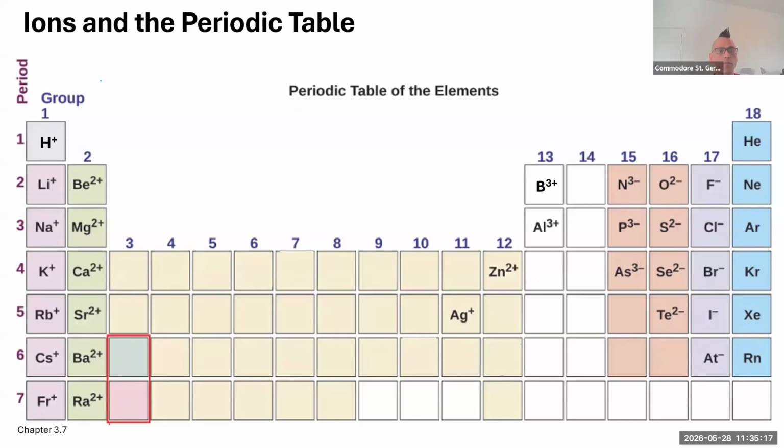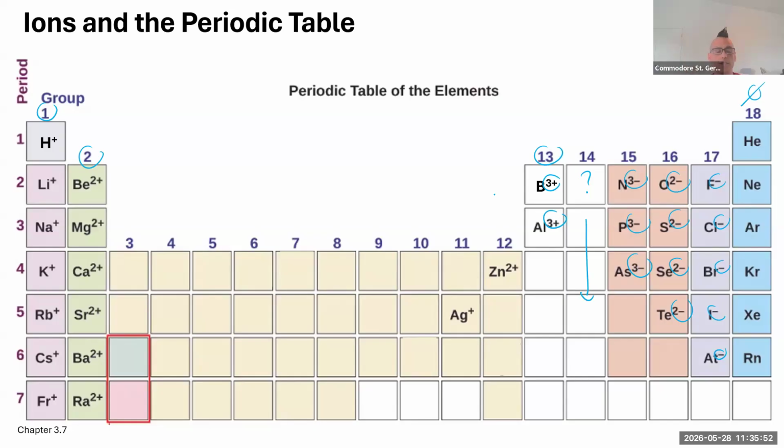So this is just showing the predicted charges, right? Group 1 is all a 1 plus. Group 2 is all a 2 plus. Group 3 or 13 is going to be a 3 plus. 14, we said we don't know. 15 is going to be a 3 minus. 16 is 2 minus. 17 are all 1 minus. 18 is all going to be no charge.